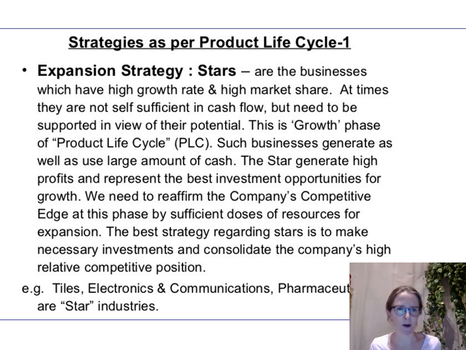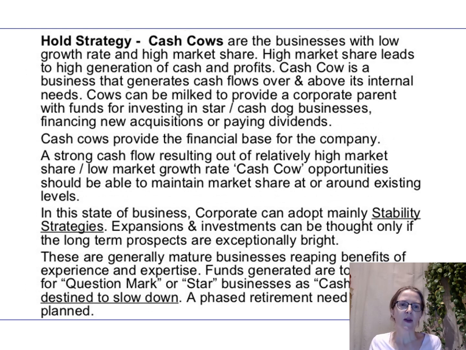And this could be, for example, in the business area of tiles or electronics and communications, pharmaceuticals. These are all what we'd call star industries. Then you have what we call the cash cows. So this is the hold strategy. And the cash cows are the businesses with low growth rate but high market share. So high market share leads to high generation of cash and profits. A cash cow is a business that generates cash flows over and above its internal needs.